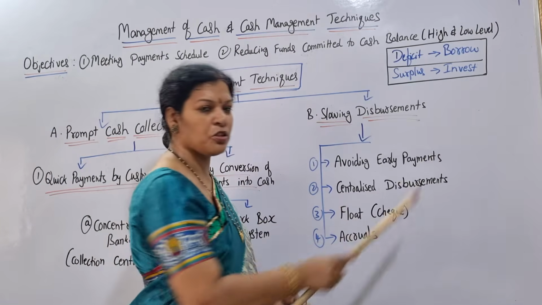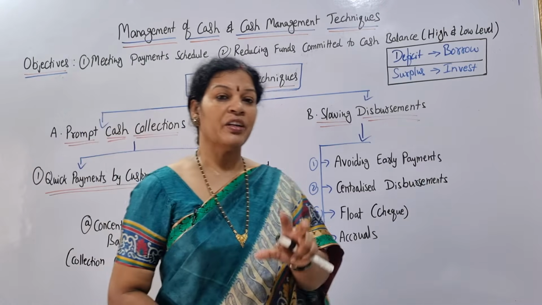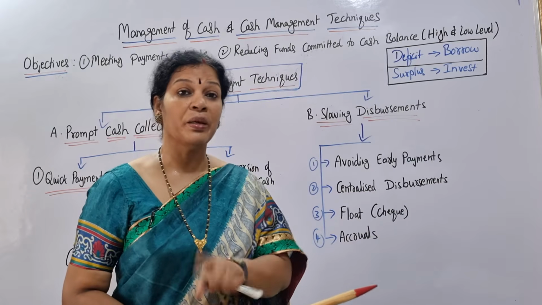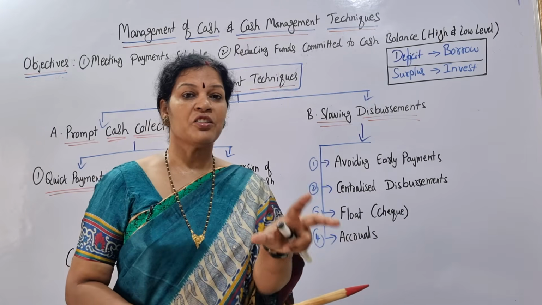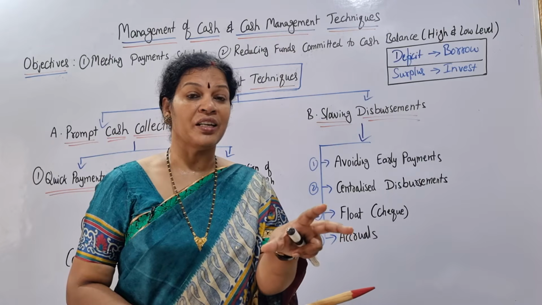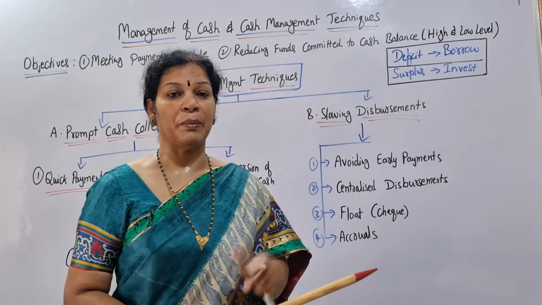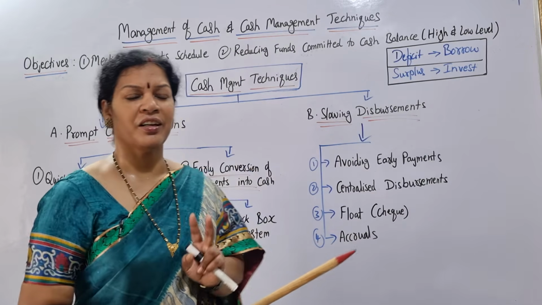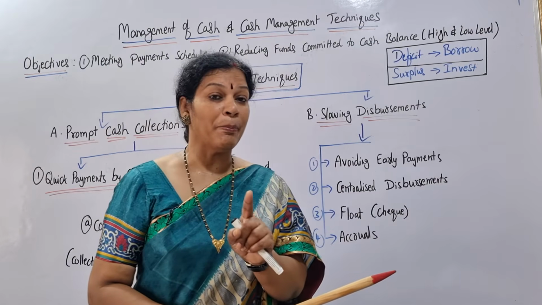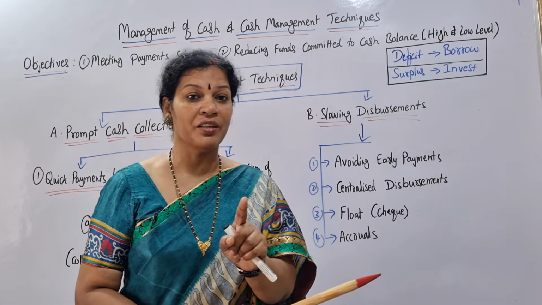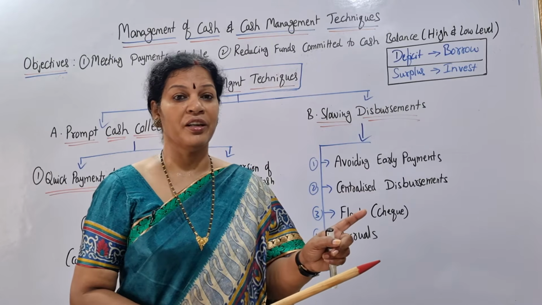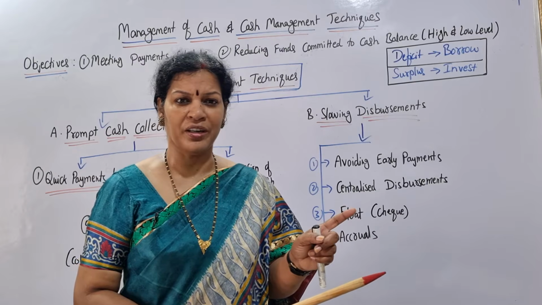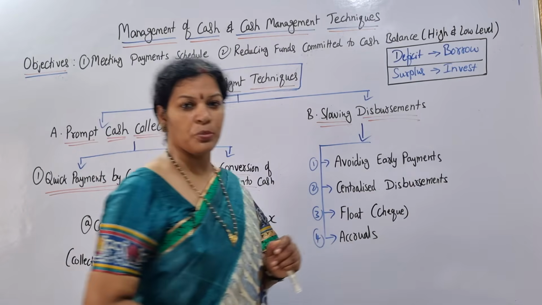Another method is centralized disbursement. It means every company maintains one centralized office to make the payments. This centralized department takes care of the payments, so it is in their hands what to pay and when to pay. Since one person or one department maintains it, everything will be very clear. There is no question of delaying, and transparency will be there. You will not find facts being concealed, right? So that's about centralized disbursements.